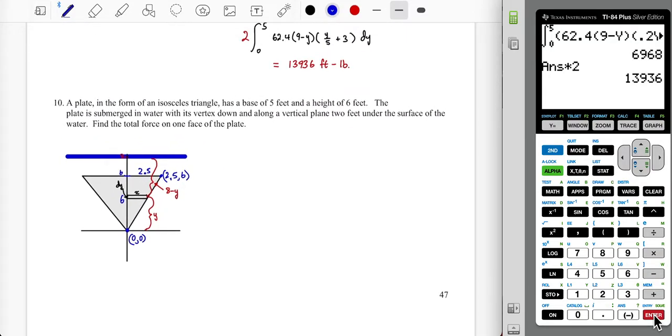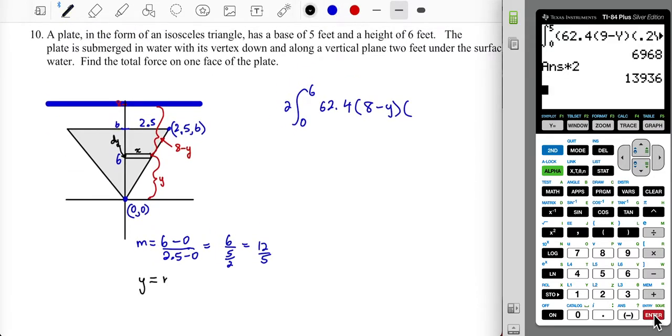Either way. So we know this maxes out at 6. So 2 from 0 to 6, 62.4. And still water, so that makes sense. 8 minus y. And we need the equation of this line. So the slope is 6 minus 0 over 2.5 minus 0. So 6 divided by 5 halves is going to be 12 fifths. Alright, so again, y equals m times x minus h plus k, where h and k represent a point on the graph. I think it would be very nice to use 0, 0 as that point. So y would be equal to 12 over 5x, which means that x is equal to 5 over 12y.